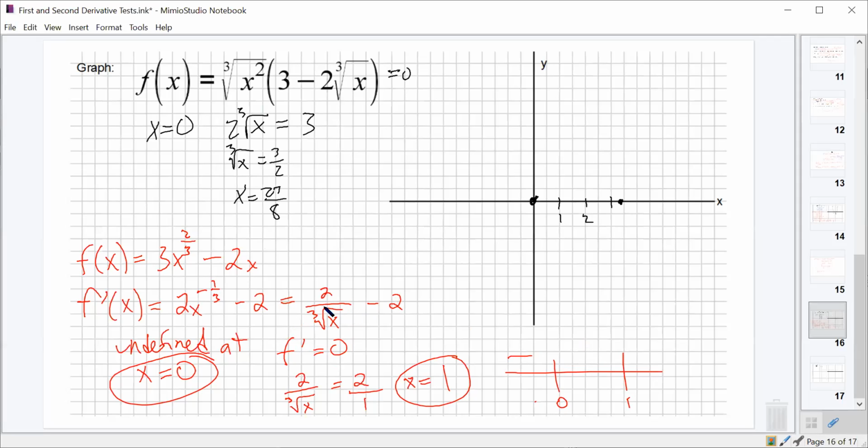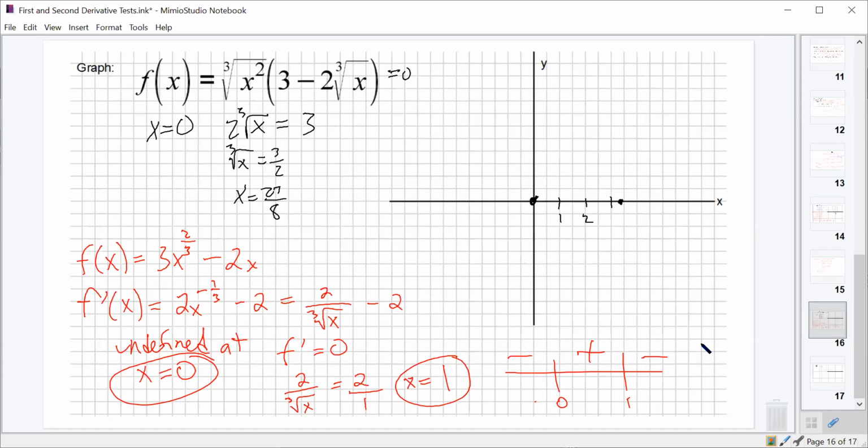1/2. 1/2, and 2 divided by a half is 4, right? 4 minus 2 is 2, so positive. And if you plug in something more than 1, like 1,000, the cube root of 1,000 is 10. 2/10 or 1/5 minus 2 is negative. So our function is decreasing from negative infinity to 0, and then increasing from 0 to 1, and then decreasing again from 1 to infinity. Good or no?